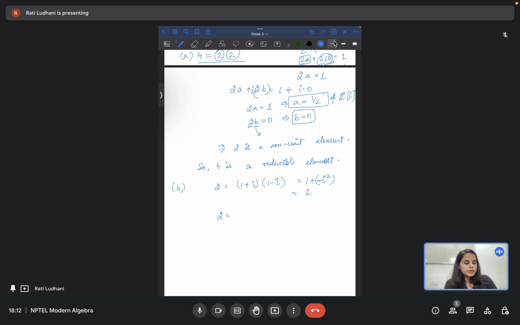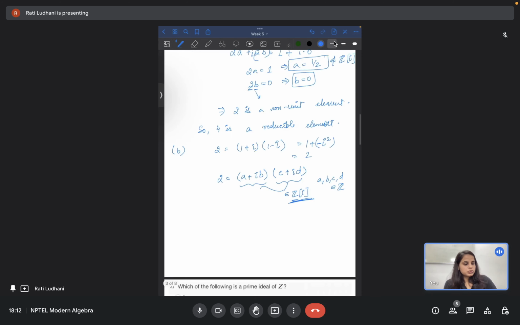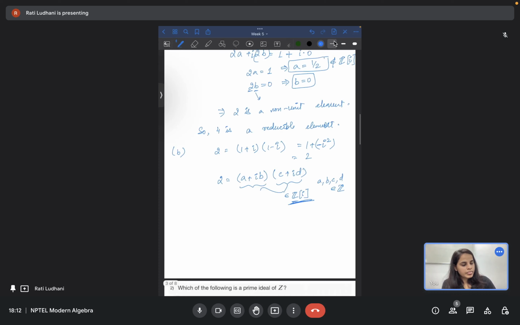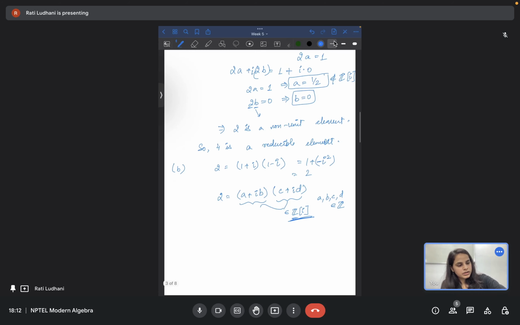So whenever you want to check whether something is reducible or irreducible, just take some arbitrary 2 numbers of this kind, because these belong to Z[i]. And now you try out if you can find a, b, c, d as per your ring. So a, b, c, d here belong to Z. If you can find this, then you are done. So you start like this, and I'll add a page again.